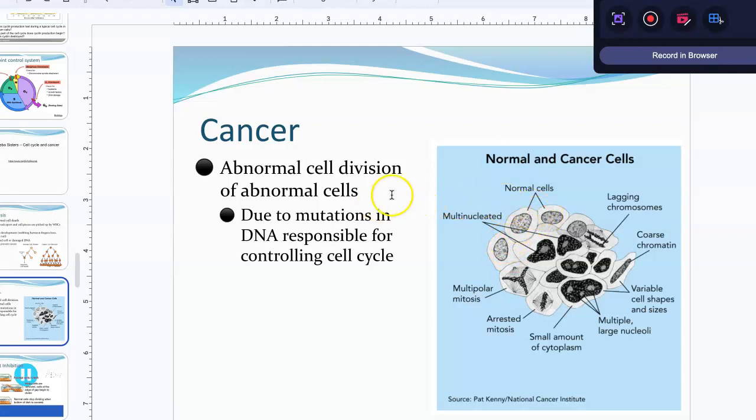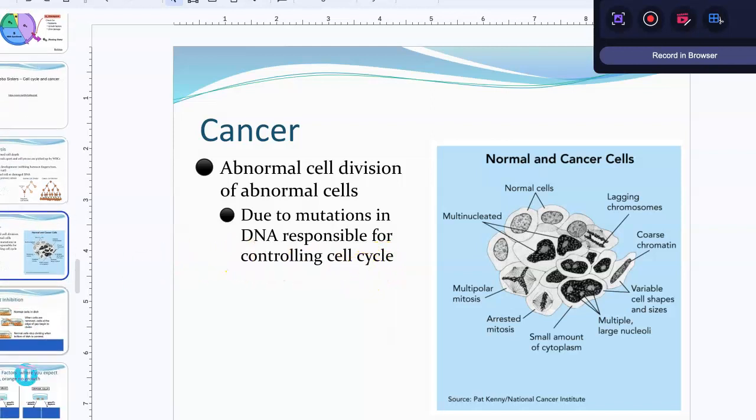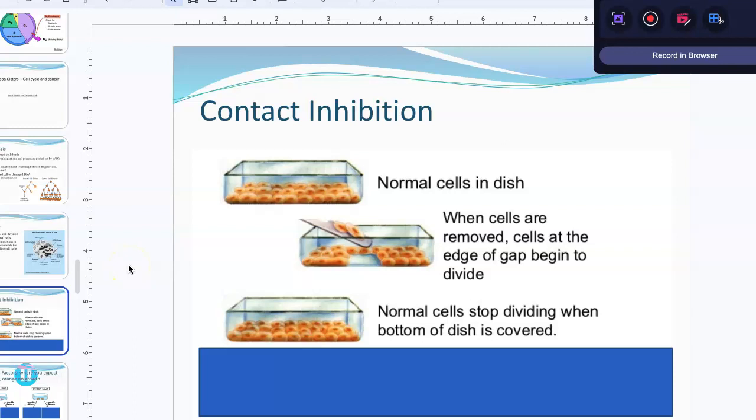So what you're doing, if you have mutations in DNA or issues in controlling the cell cycle, you will have cells that are not functioning as they are supposed to. One of the most important parts of cell division and controlling cell growth is contact inhibition. This is one of the examples of cell growth that I want you guys to really consider.